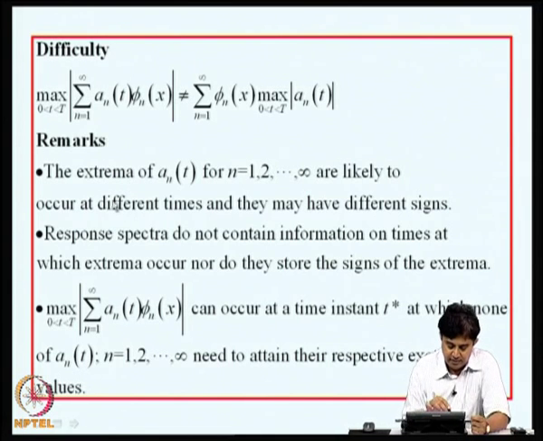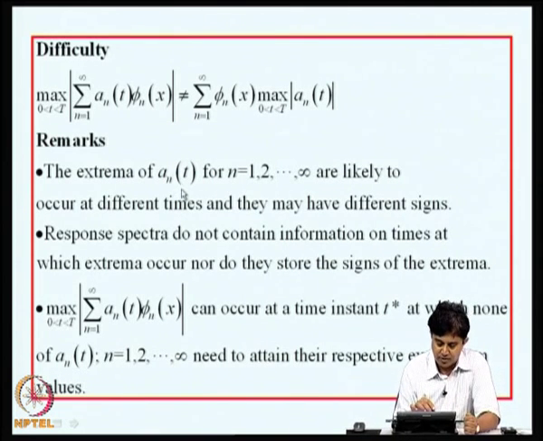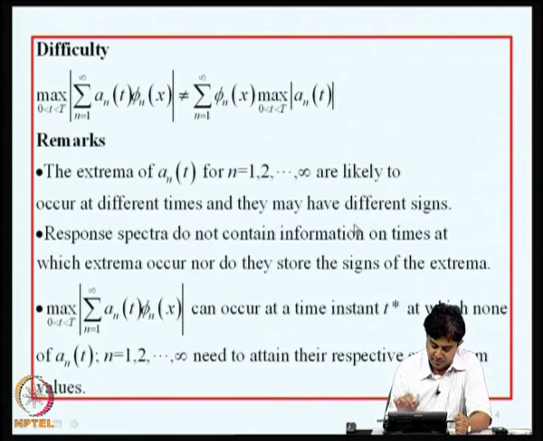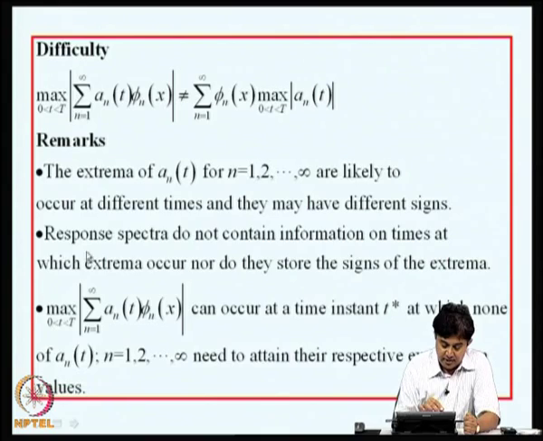Now, it is obvious that the extrema of a n of t for n equal to 1, 2, 3 etc. are likely to occur at different times, because each a n of t has different natural frequency, different damping and different modal participation factor. Therefore, there is no reason to expect that all modal generalized coordinates will peak at the same time. Similarly, the maximum values may not have the same sign. For one of these generalized coordinates, the peak could be on the positive side, the other could be on the negative side, and so on and so forth. The specification of response spectra does not contain information on times at which extrema occur, nor does it store the signs of these extrema. So, this information is lost.